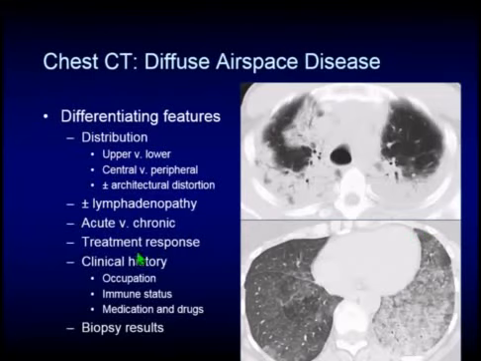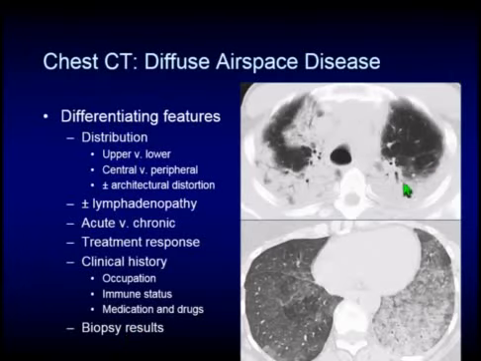Now, with any airspace disease, you want to try to differentiate the features and tease them out. Again, look at the distribution, whether there's architectural distortion, accompanying lymphadenopathy. Is this an acute or chronic process, whether clinically or radiographically? Has there been a history of treatment response? What's the patient's occupation, immune status? Are they on any new medications or drugs that are associated with lung disease? And ultimately, you may just have to get biopsy results.